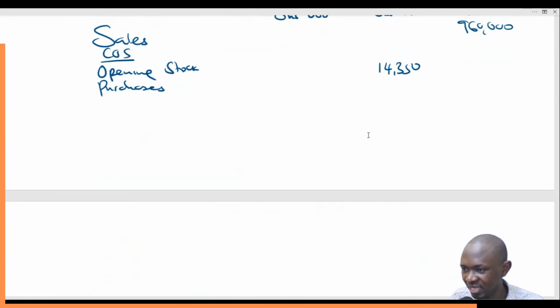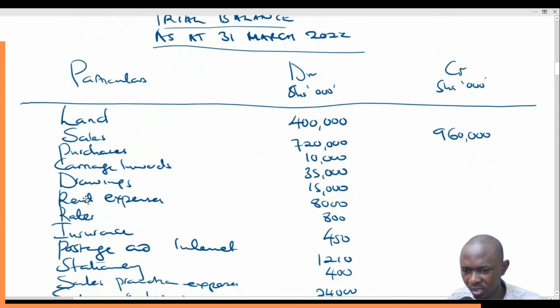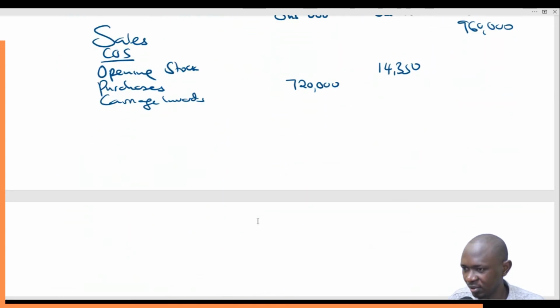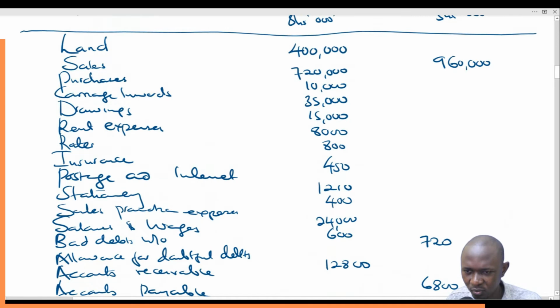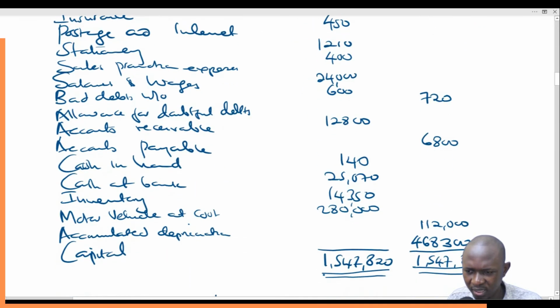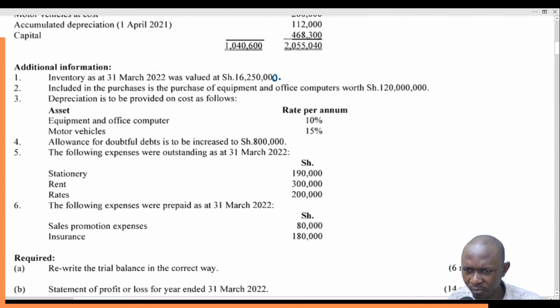Did it have workings? Yes, it had workings. It had carriage inwards. I remember seeing carriage inwards. So carriage inwards was, I think, 10,000. Yes. So carriage inwards 10,000. Did we have return outwards so that we can reduce this figure? I didn't see return outwards. So check the additional information just to be sure.